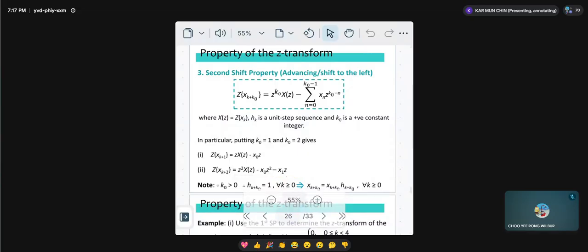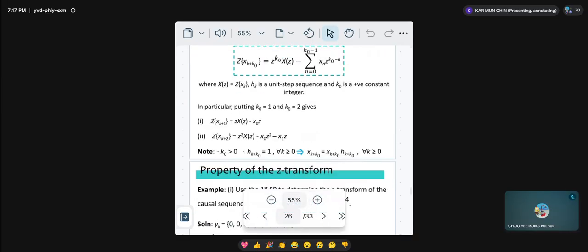Okay, so the first term will be z times X(z) minus z0 z. Okay, so z0 is the first term. So this one will be z squared, when you have k plus 2: z squared times X(z), and you have the first term multiplied by z squared minus the second term multiplied by z. Okay, so this is the general formula.